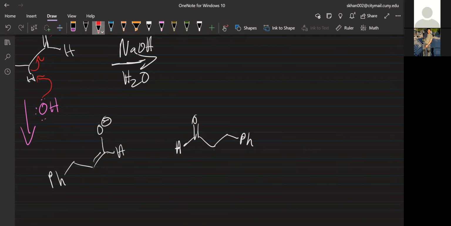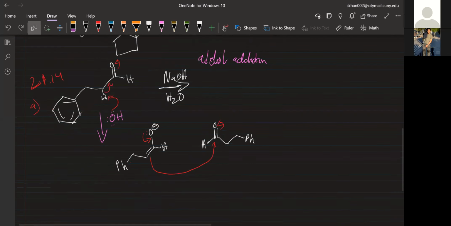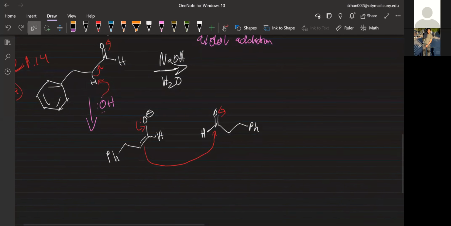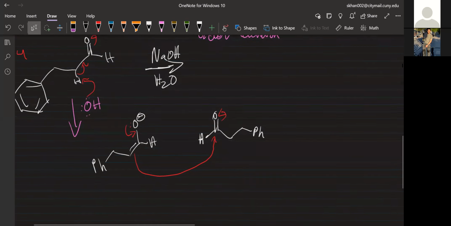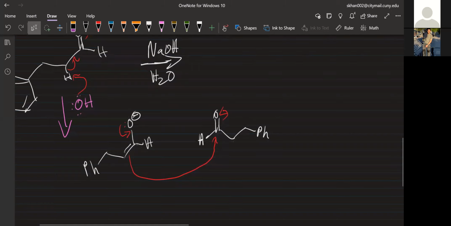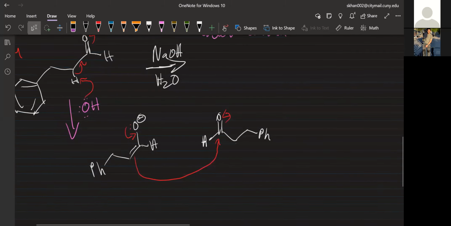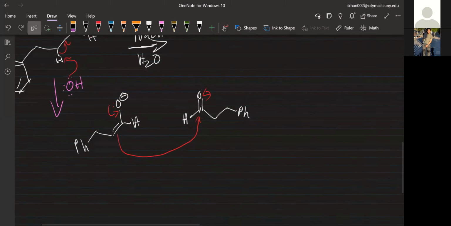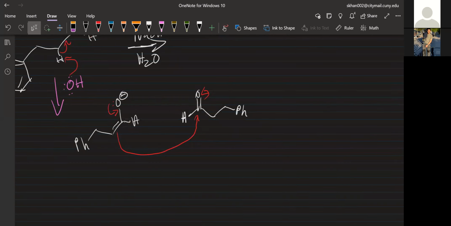Okay, so now you have a powerful nucleophile and a good electrophile, and that's what happens here. So now if we move these arrows, the full arrow movement would look like this. Notice one thing when we are doing all these mechanisms. What did I mention on the first day of class this semester? Whenever we're in basic media, what do we expect the charges to be on all the intermediates? Negative, right?